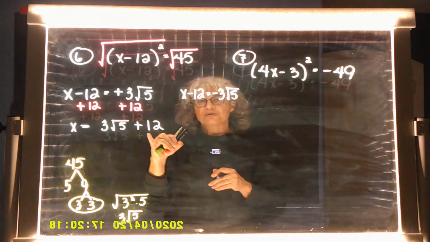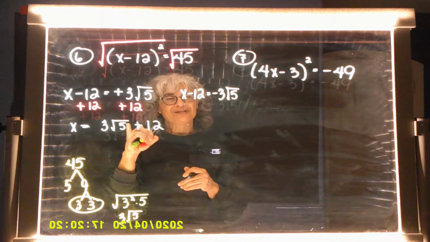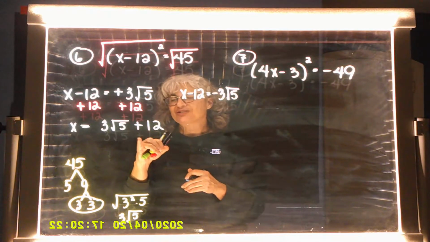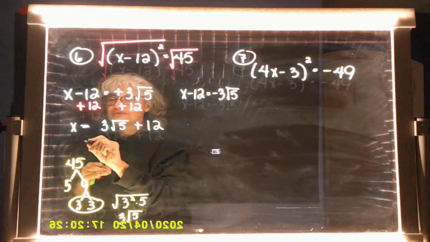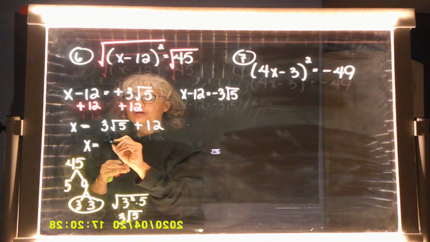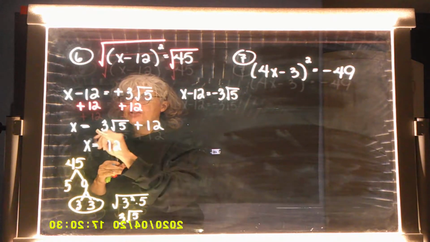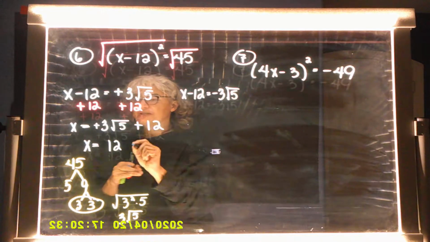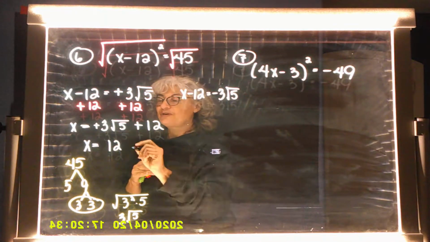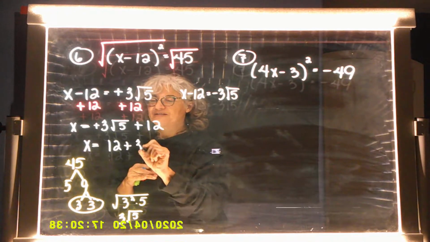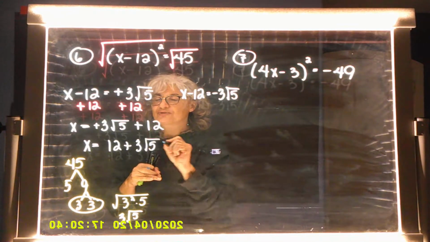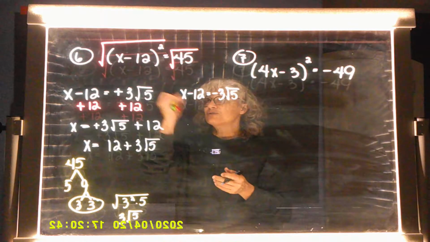Now, the order that we like to write this is we actually like to write anything with the square root last. So, the 12 is positive. I know the square root of 3 times 5, or 3 square root of 5 is positive. Sorry about that. So, as funny as the answer looks, that's one of the answers for this problem.